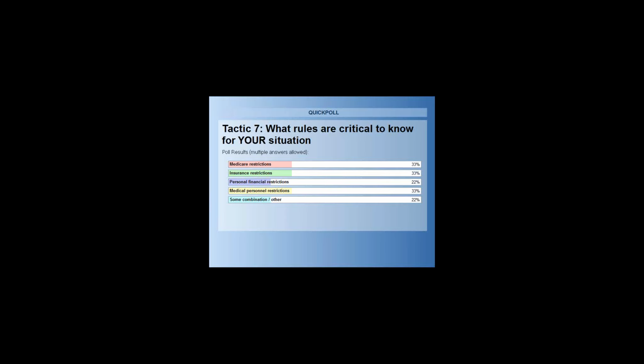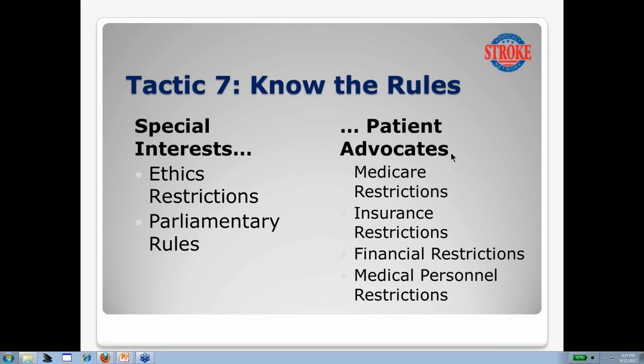So these are some of the rules that are really specific for your situation. We've got a really nice mix here: Medicare, insurance, personal finance, medical personnel, and some combination. The reason why I like to focus in on this is because I think that a lot of times we figure out what it is we want, we figure out our solution, we learn a little bit about the venue in which we're operating, and we know the steps, but then we forget that people who we're talking to have certain restrictions under which they must operate, and either you need to take steps to change that restriction or you need to operate within that environment. So it's always good, as you're developing your patient advocacy plan, to understand what some of those restrictions are up front so you're not surprised by them when you get into the process.